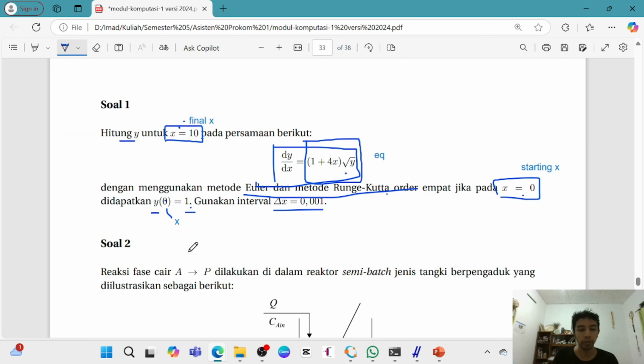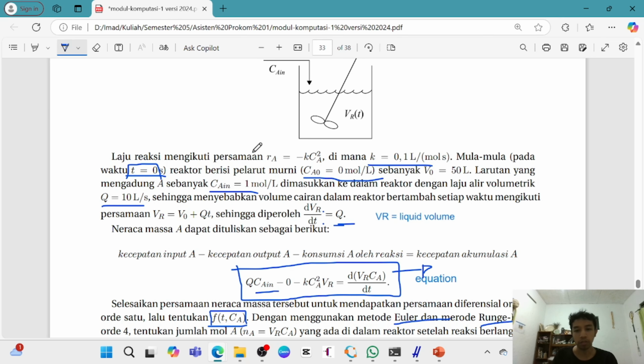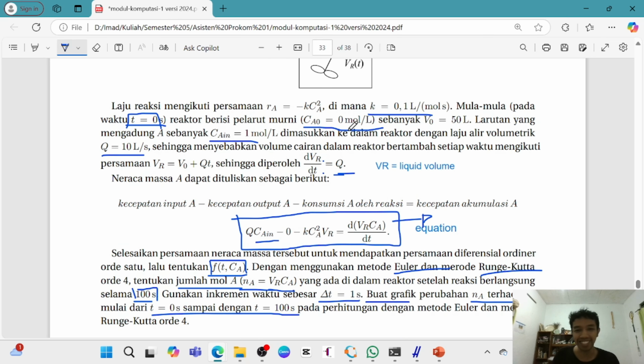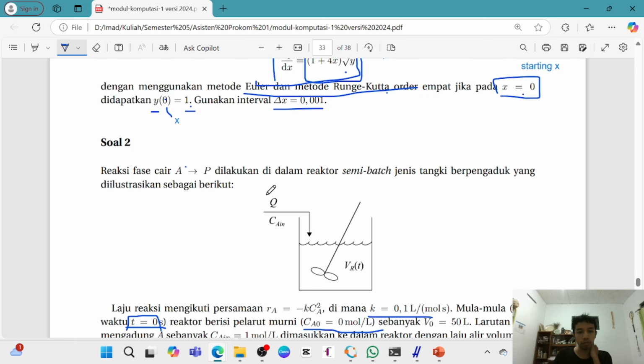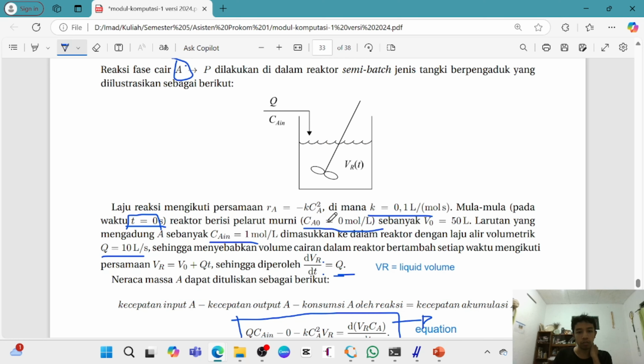Okay, this is problem one. And problem two, sorry for the dirty module. Maybe we use this sign. This is the k. This is the Ca0. The Ca is the concentration for A. This is the concentration for A. The 0 is the starting, so we start the concentration with 0 mole.